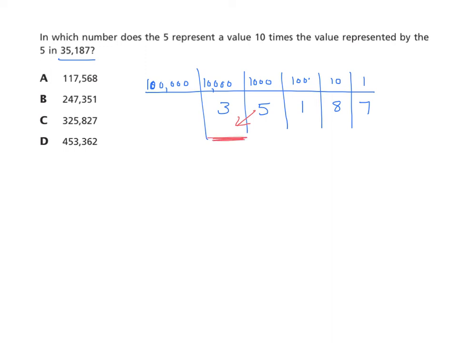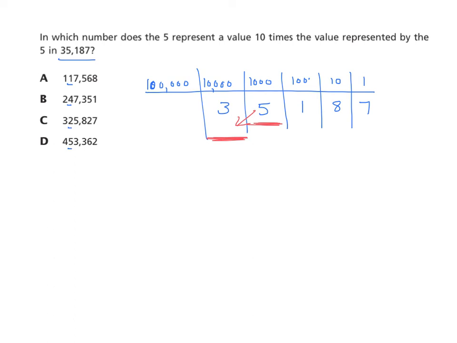So if we have something 10 times the amount of 5 in the thousands place, I'm going to look for 5 in the 10,000s place. So let's go through our choices. We're going to look at our 10,000s places. There's that, that, that, and that.